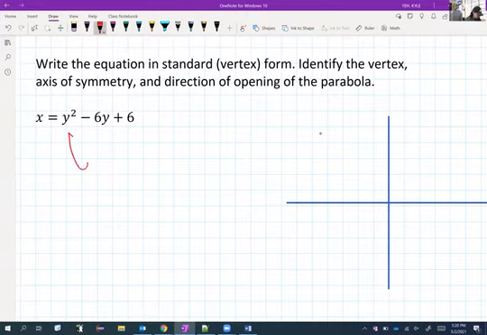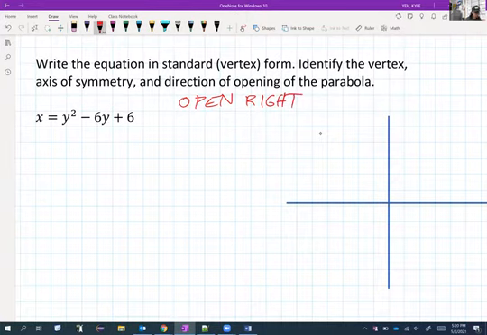And because we have positive y squareds here, I know for a fact that it's going to open right. It's going to open in the positive x direction. So direction of opening, check. How do we get this into vertex form, standard form? Well, it's going to involve completing the square.